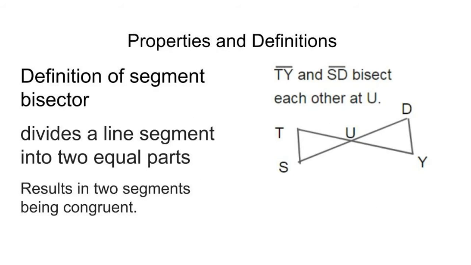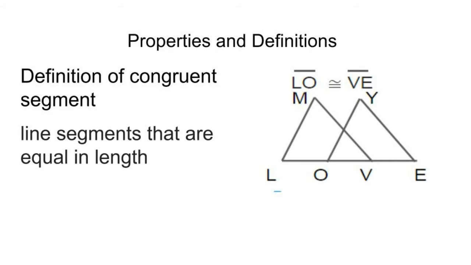Definition of segment bisector. The bisector divides a line segment into two equal parts. This results in two segments being congruent. For example, segment TY and segment SD bisect each other at U. This implies that segment TU is congruent to segment YU, and since they bisect each other, segment SU is congruent to segment DU. Definition of congruent segments. Congruent segments are line segments that are equal in length. If segment LO is congruent to segment VE, then LO is equal to VE.